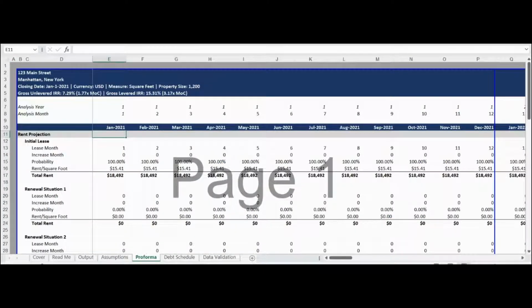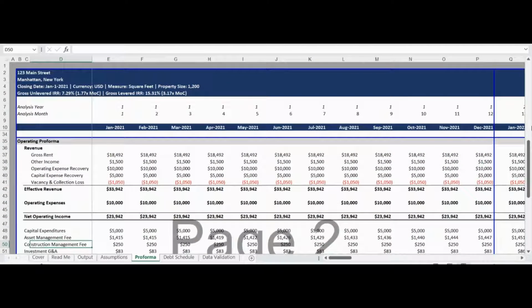The Pro Forma tab contains the rent revenue model, Pro Forma financial statement, and tracking of the annual fee basis. The top of the Pro Forma tab calculates the rent projection for the in-place lease as well as both renewal situations to come up with a blended annual rent figure.